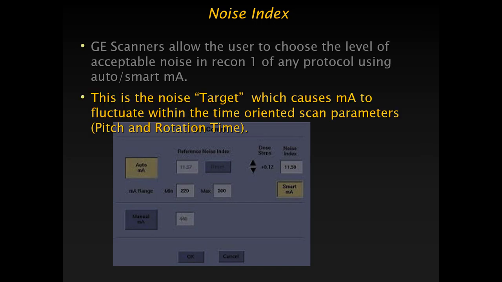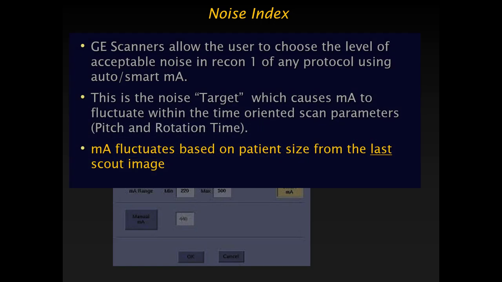In addition to that, you want to think about this noise index being the target which causes your MA to fluctuate within the time-oriented scan parameters. And the time-oriented scan parameters are pitch and rotation. You're going to have to adjust those accordingly to reach your noise target, because this is an MA modulator, not an mAs modulator. And another really important thing to keep in mind is the MA is going to fluctuate based on the patient's size from the last scout. Okay, not the first scout, no, both scouts, just the last scout.